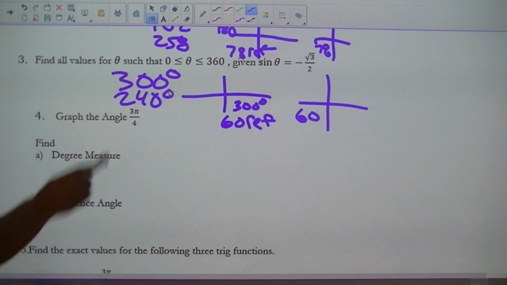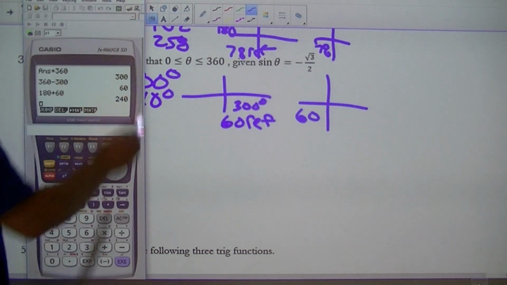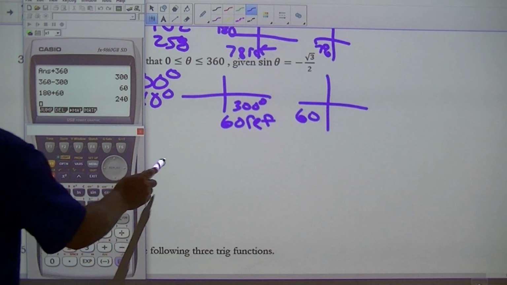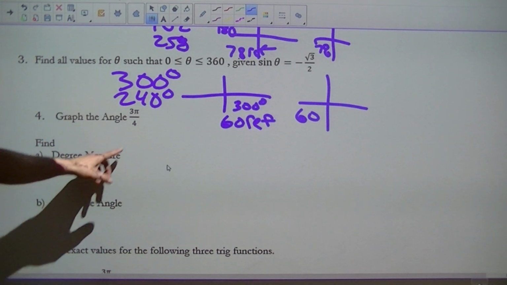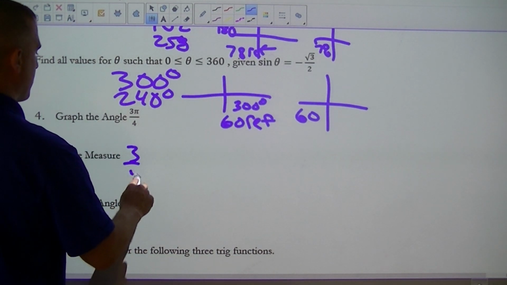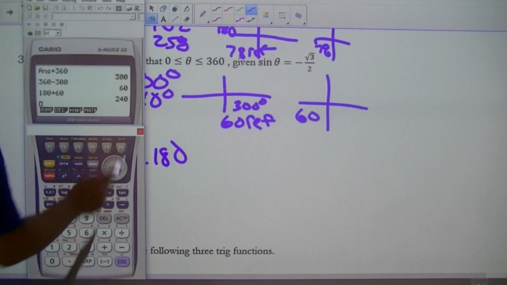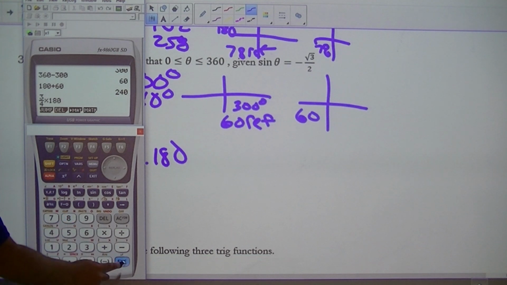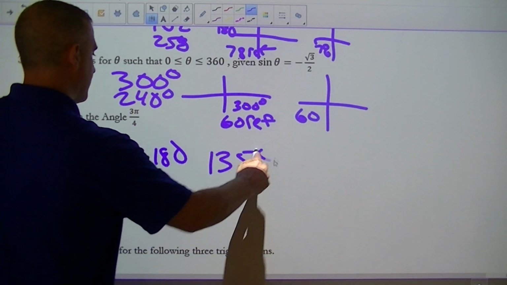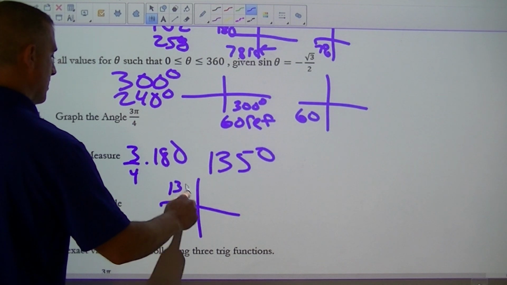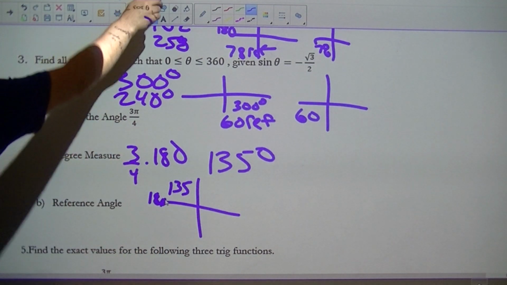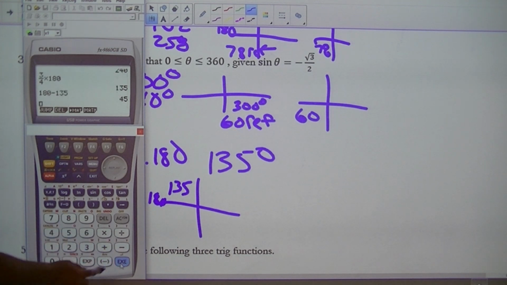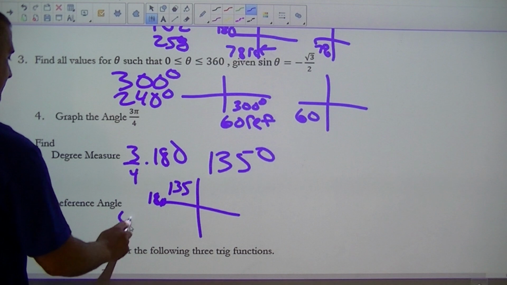Okay? Make sure you can see my calculator, that I'm not off the screen. Nope, I'm good. Okay, good. All right. Find the degree measure. What I want to do there is take 3/4 and multiply by 180. That will give me my degree measure. So that's going to be 135 degrees. That would be right here. All right, for my reference angle, I would be comparing to 180. So my reference angle is 45.